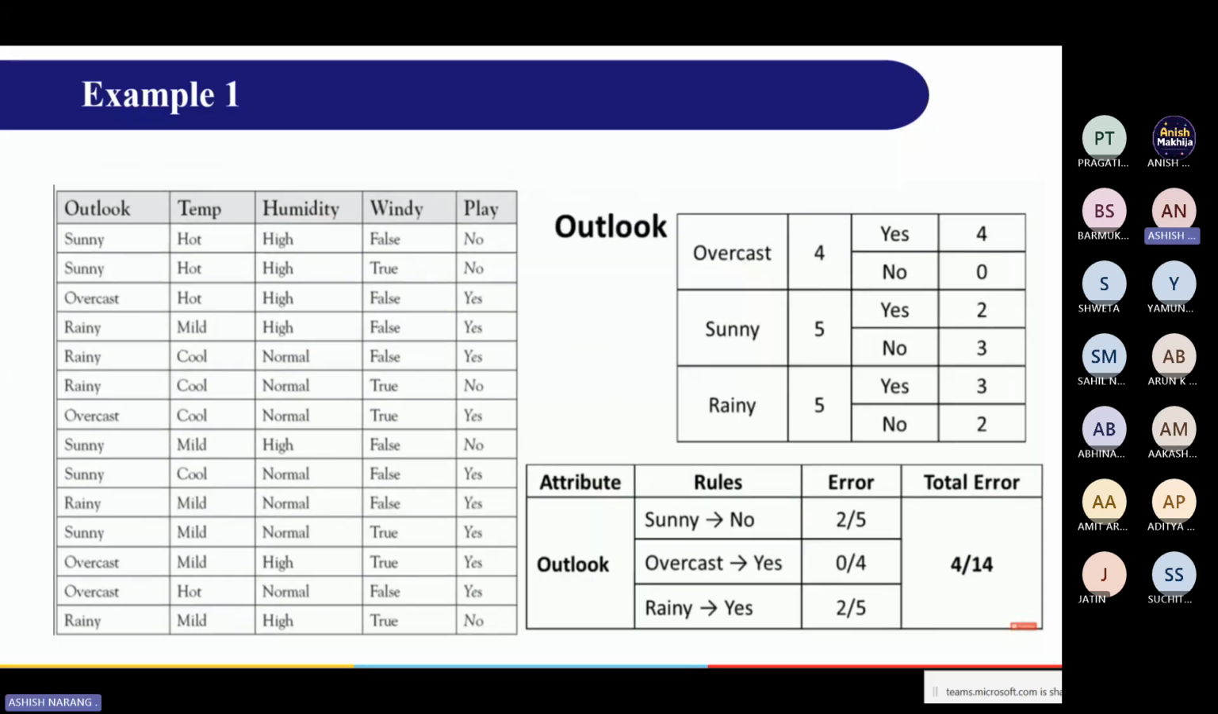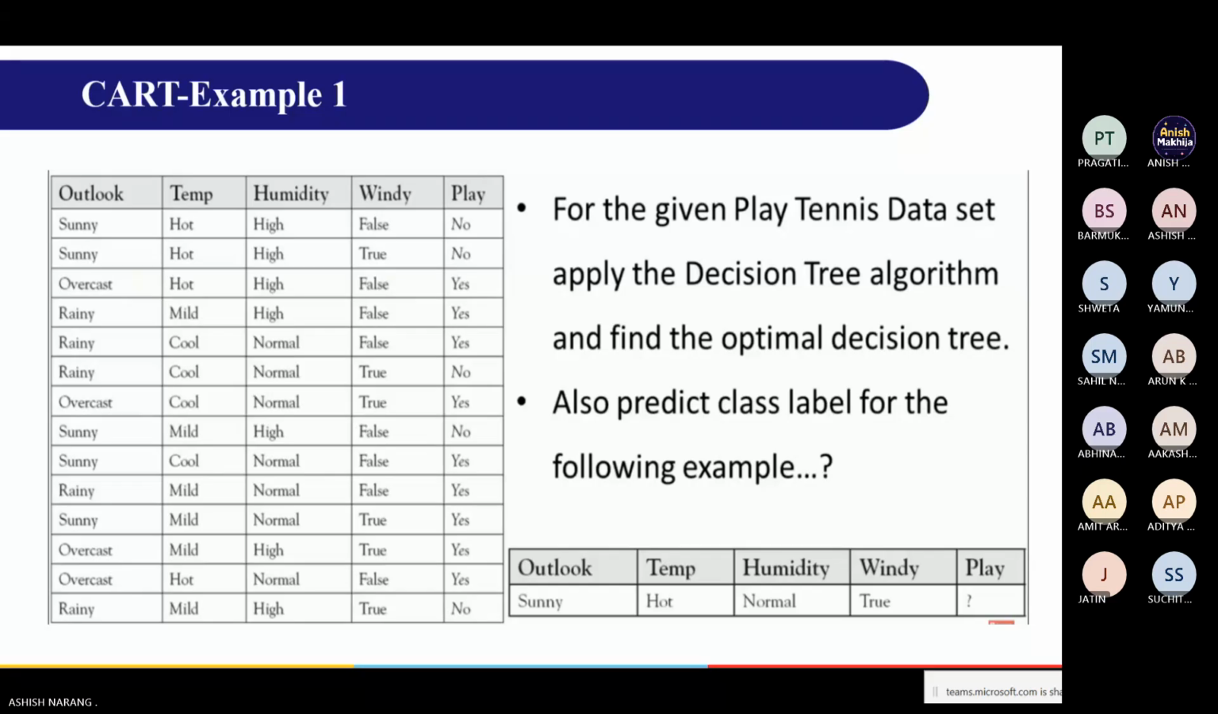It's the same data set. For the given play tennis data set, apply the decision tree algorithm and find the optimal decision tree. Also predict the class label for the following example: Sunny, hot, normal, windy is true. What should be the value? Now, CART is one more algorithm. ID3 is one algorithm, CART is another algorithm.